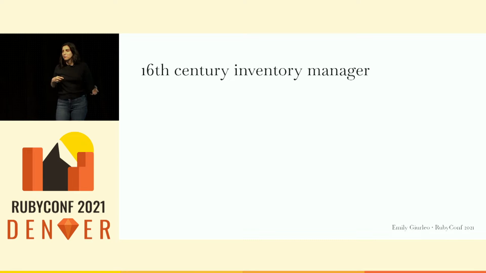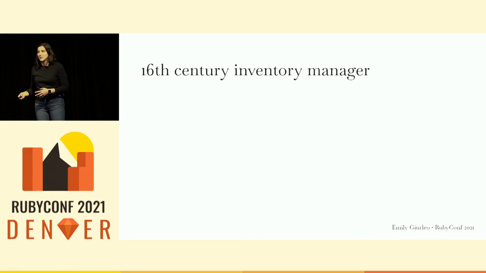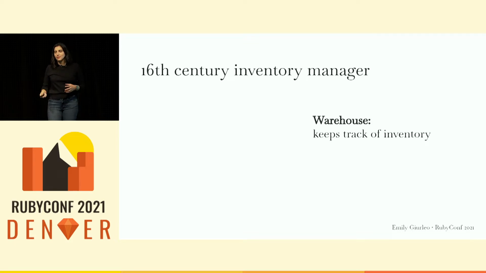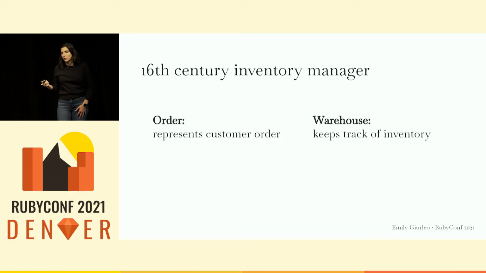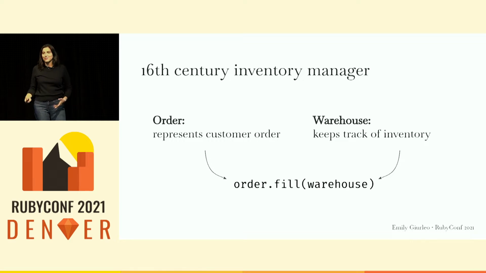Let's imagine that we ran a store in the 16th century, and like any good 16th century store owner, we want to create an application to manage our inventory. Our application might have 2 main objects. The first is a warehouse that keeps track of how much inventory we have in each of our warehouses. And the second is an order, which represents an order from a customer. Now, the order object might have an instance method called fill, which takes a warehouse and then removes any inventory from that warehouse, depending on what items are in the order.